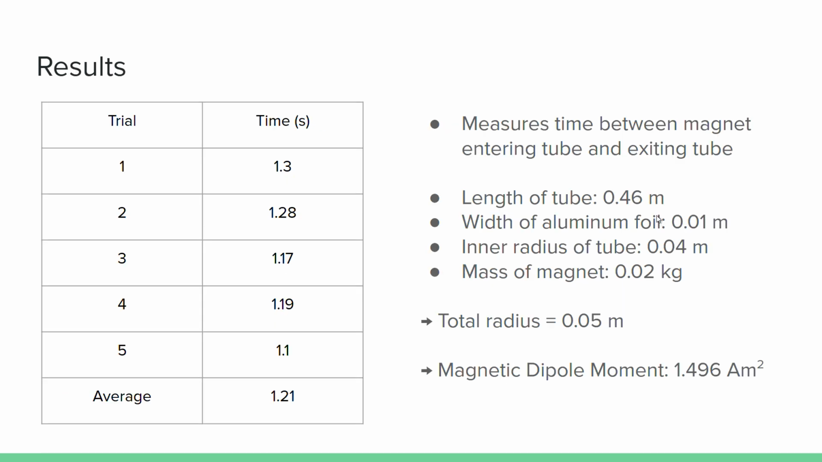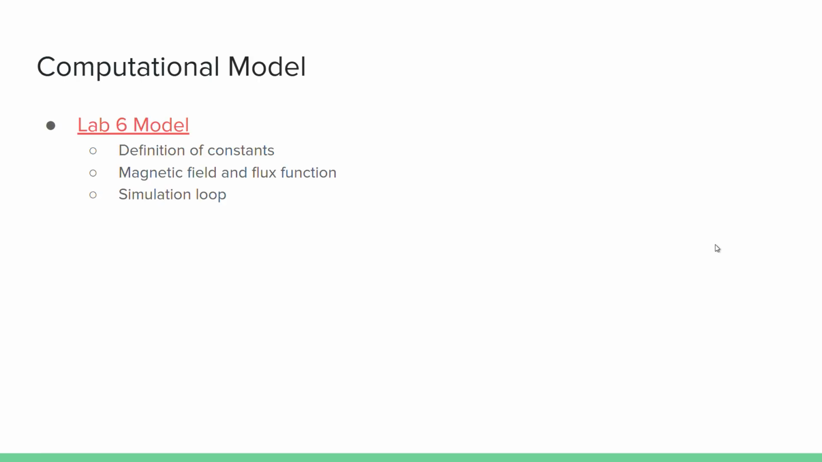The results are shown as follows, where we had an average time of 1.21 seconds for the magnet to enter and exit the tube. The length of the tube was 0.46 meters, with a width of the aluminum foil of 0.101 meters, and the inner radius of the tube was measured to be around 4 centimeters. The mass of the magnet was 0.02 kilograms. Hence, by adding the width of the aluminum foil and the inner radius, we get that the total radius was around 0.05 meters. And from our previous lab, we calculated that the magnetic dipole moment was around 1.496 A·m².